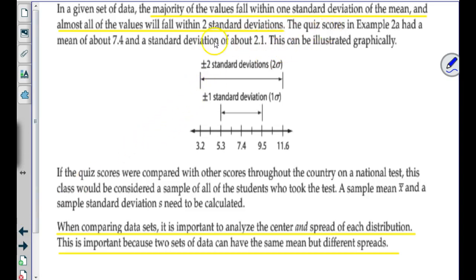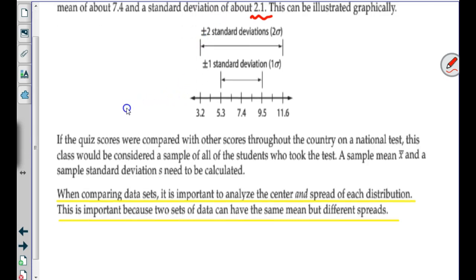It looks like the standard deviation was, does it say on this slide? Oh, 2.1, okay? And this is a reminder that for most things, the majority of values fall within one standard deviation of the mean, and almost all of them fall within 2, okay? If the quiz were compared with other quizzes throughout the country on a nationalized test, you would talk about how many standard deviations you were away.